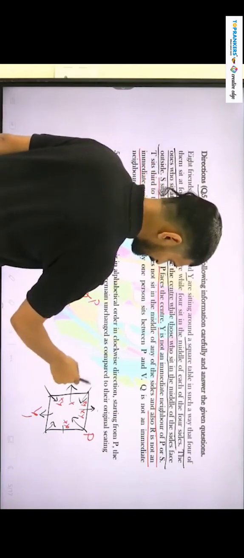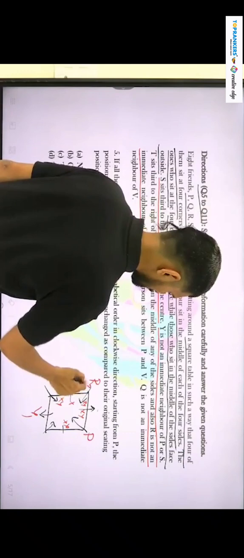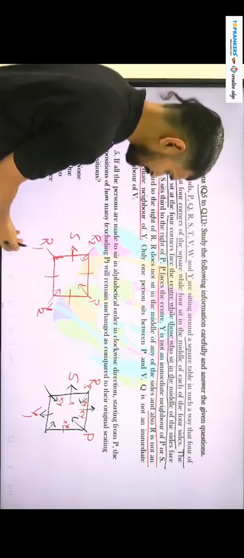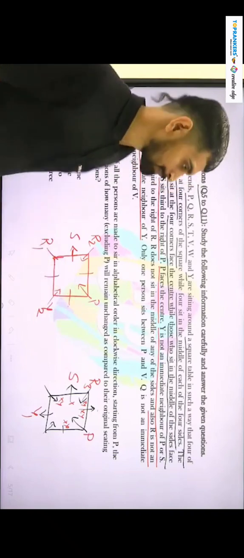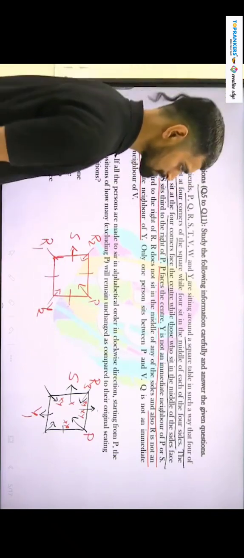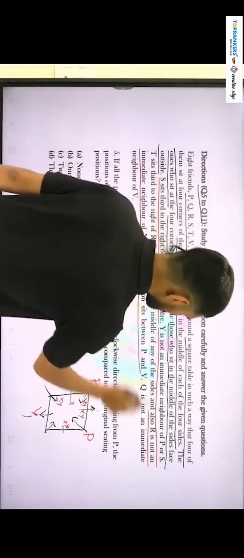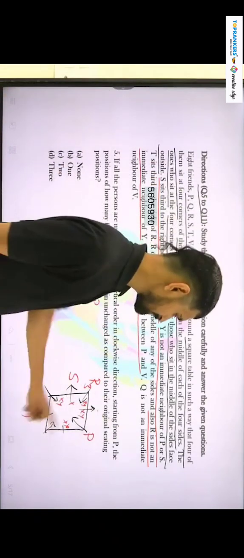And in fact, I'll write it as R3. So this will be R3. R2 भी यहाँ है, R3 भी यहाँ, because Y का position different है इसलिए हमने R2, R3 नाम दे दिया. Fine. After this, what is given to us? Only one person sits between P and V. Between P and V, there is only one person.